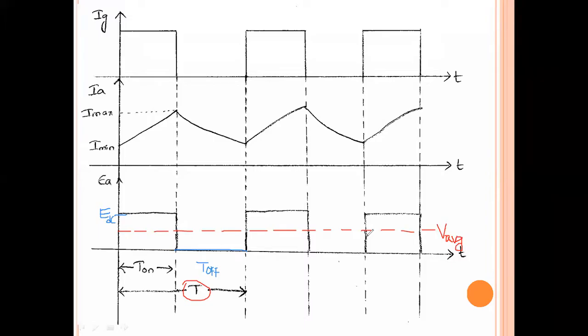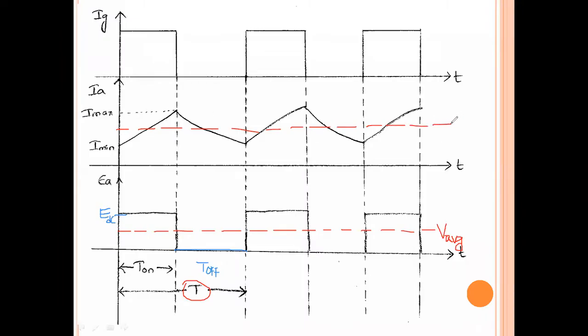And if you want to plot the average current also, because this armature current is fluctuating between the minimum value and the maximum value, if we consider the average value, then the average current will be like this.